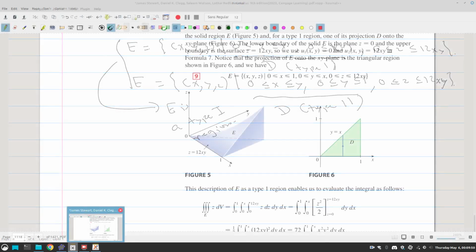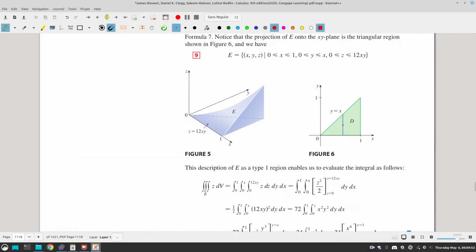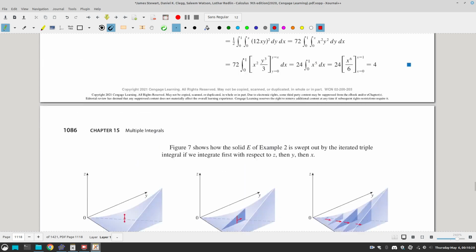Now let's go back to this diagram. Notice something here. The left diagram, the blue diagram, shows E, and the green diagram shows the projection of E on D, on the xy plane. Here D is considered to be a type 1 region.